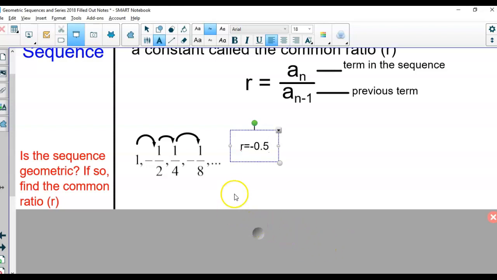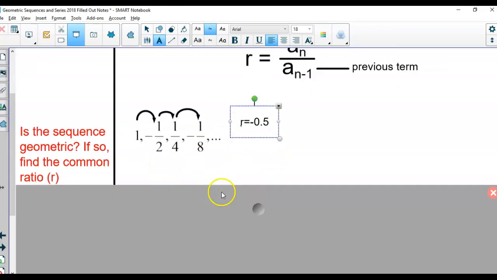Okay, and you can go ahead and use your calculator if you need to. So if I take 1 times a negative 0.5, I get a negative 1/2. Now let's confirm that it keeps working. Negative 1/2 times negative 0.5, and you can use your calculator if you need to. Well, that gives me a positive 1/4. Positive 1/4 times a negative 0.5, that gives me a negative 1/8. So yes, this is a geometric sequence because that common ratio, taking one of the terms, dividing it by the previous one to get negative 0.5, well, that works each time as I'm multiplying.